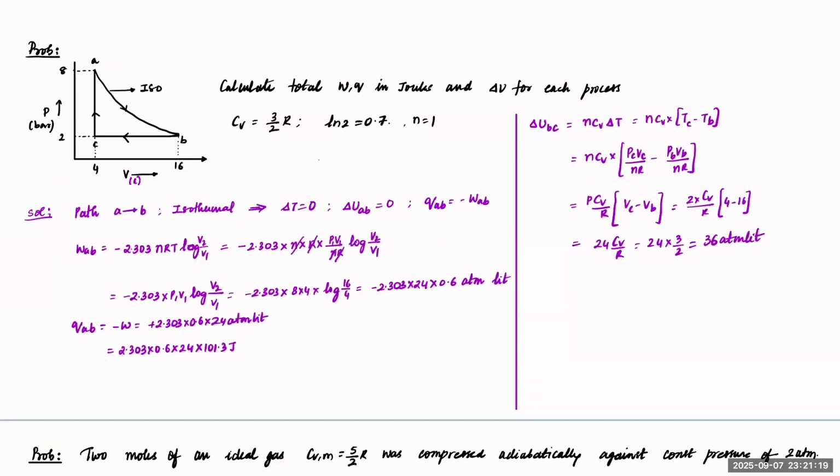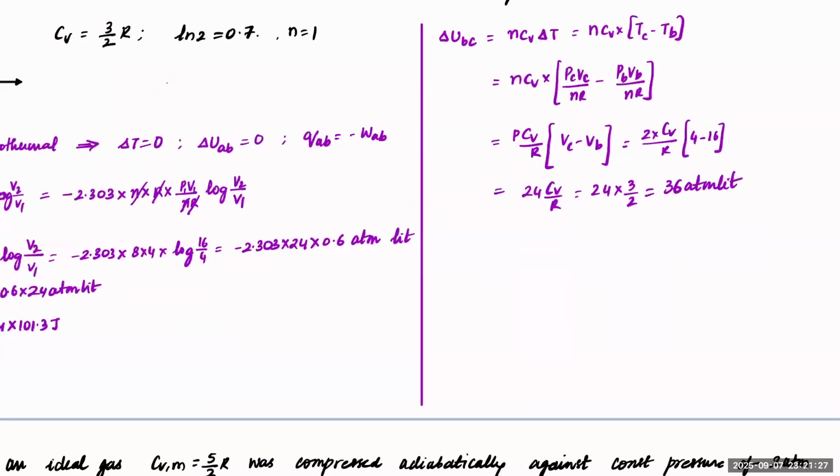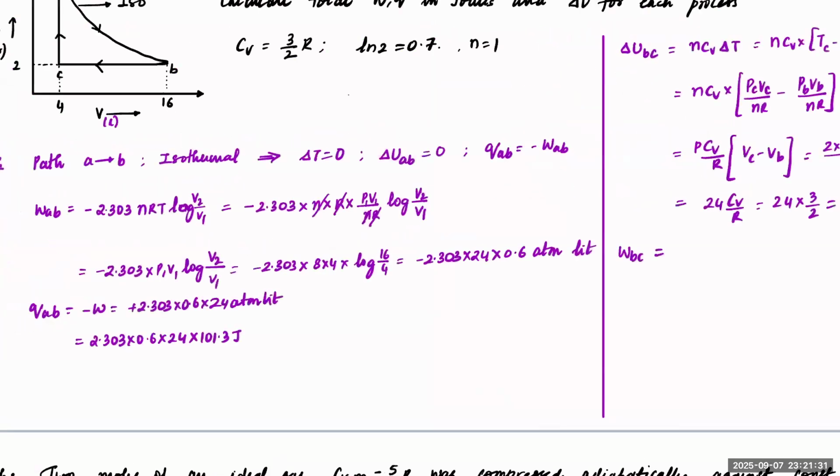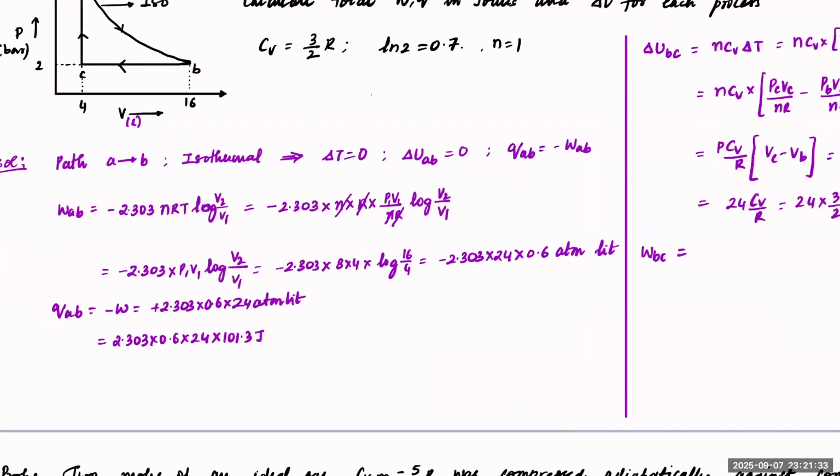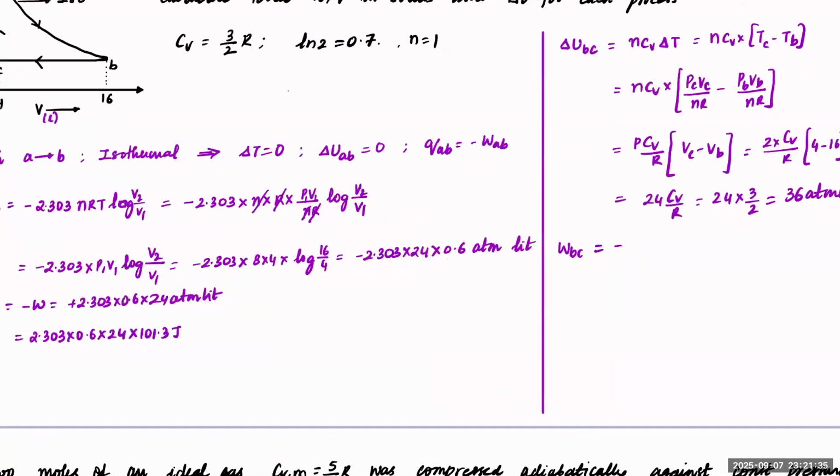We know that work done is simply the area under the curve here. This much will be the work done. So work done of BC will be equal to the area under the curve, which is how much? 2 units. That is P, which is constant, into delta V with minus sign. So minus 2 into delta V is 4 minus 16. So this is plus 24 atm liter.